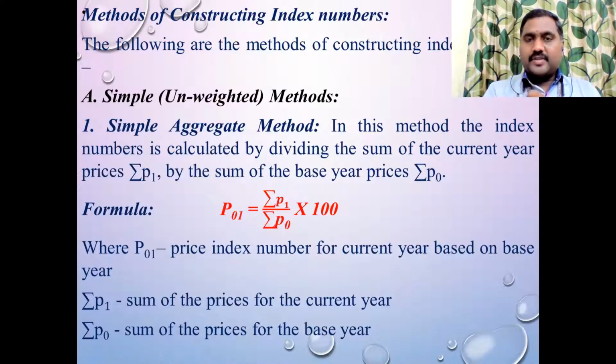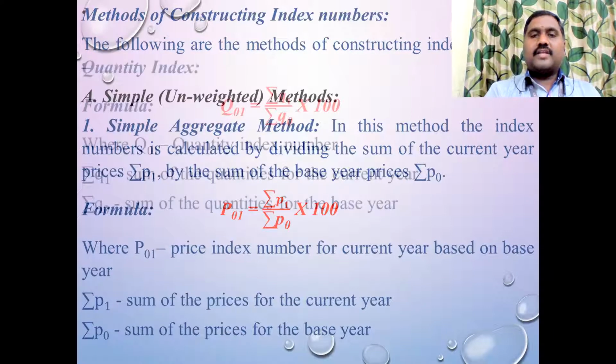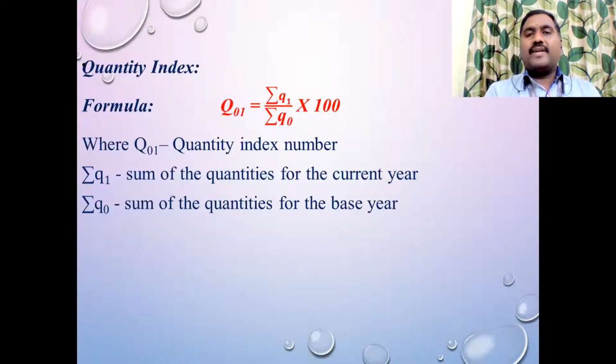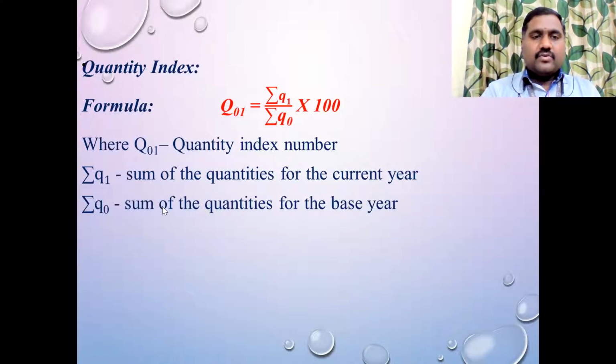So under this first method, I'm going to work out one problem. There are two problems. There is another formula also for quantity. If the problem is given in quantity, you can use the same formula. Instead of P, use Q. That's all. So we will work out the two problems now.